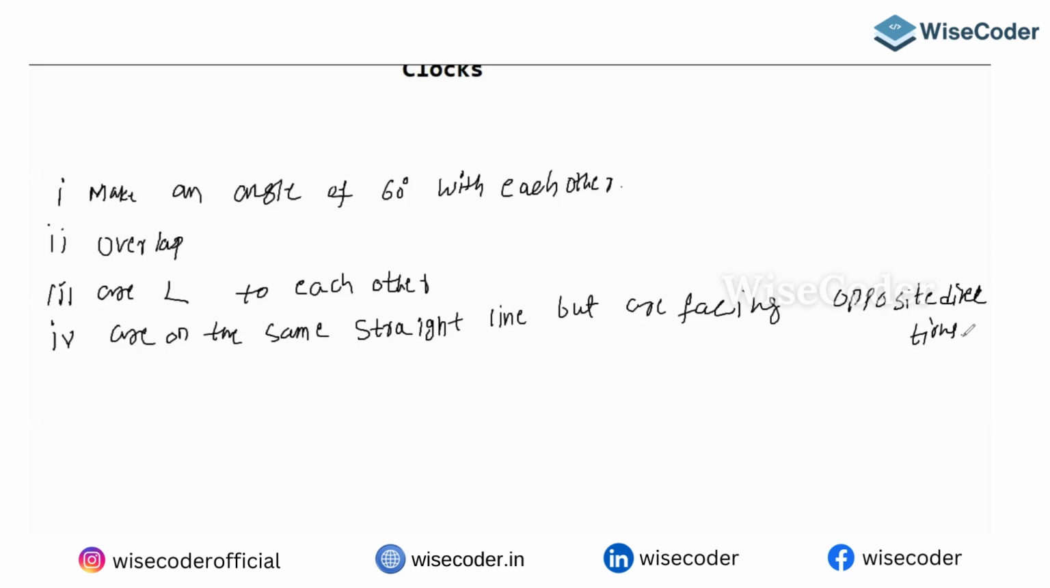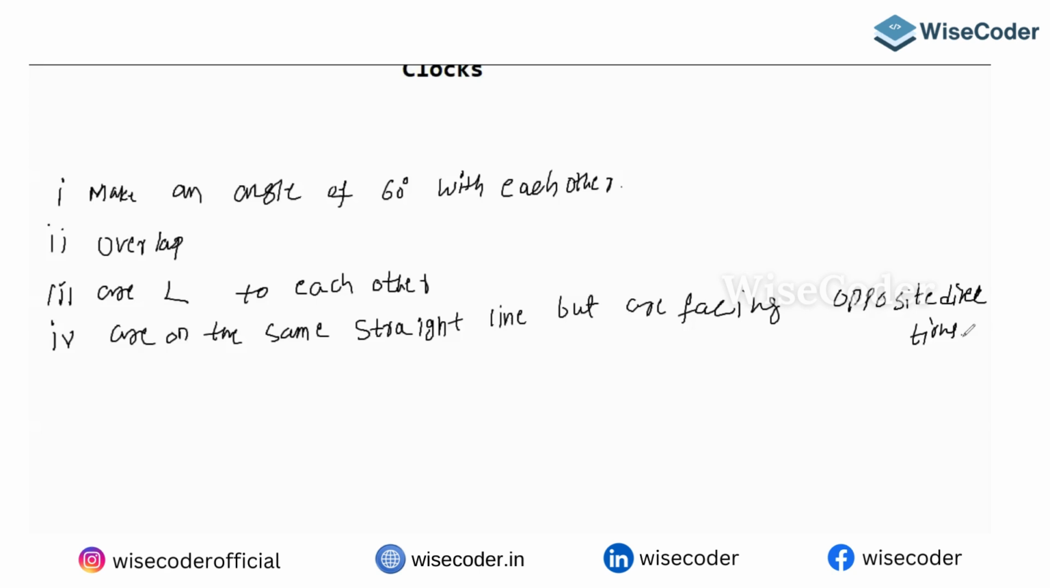Okay, you have 4 questions with you. The time between 2 o'clock and 3 o'clock to make 60 degrees, so it may be any angle. Question number 2 is what? Overlap. Overlap means what? 0 degrees. Question number 3, are perpendicular to each other. Instead of giving 90 degrees, he is saying perpendicular to each other. Perpendicular means 90 degrees.